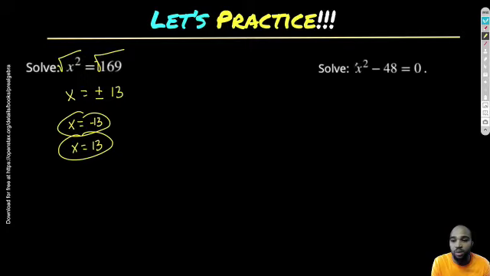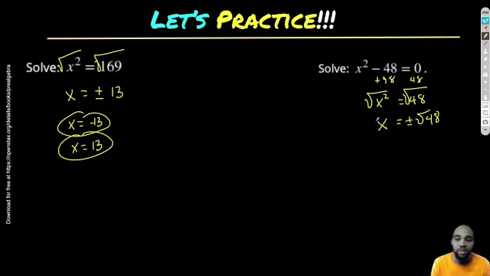What about this one? Well, this is not in the right format that I want to use for this procedure. So I'm going to have to add 48 on both sides in order to make it so. So I would do x squared equals 48, because I need this to be all by itself with a coefficient of 1 in order for me to work this correctly. So now I can do the square root on both sides. That gives us x equals plus or minus the square root of 48.